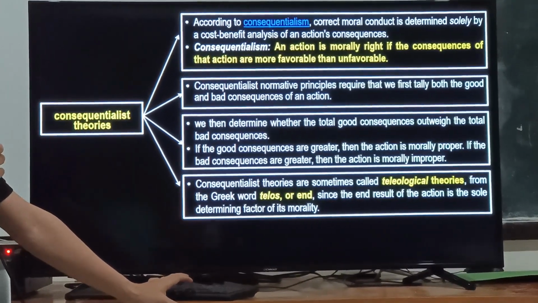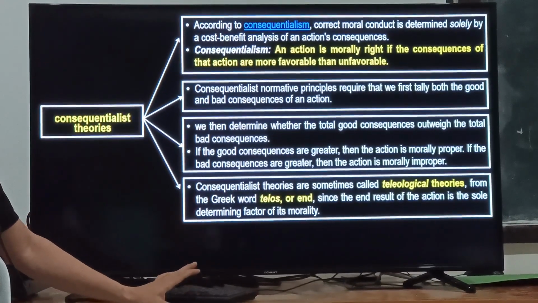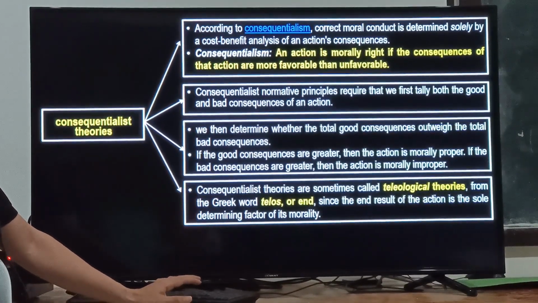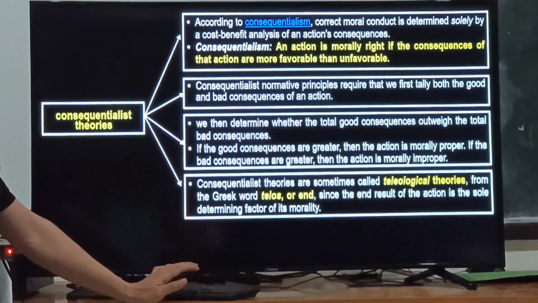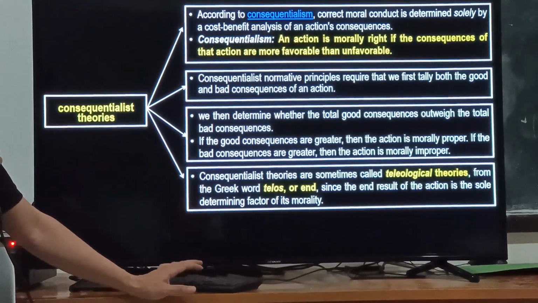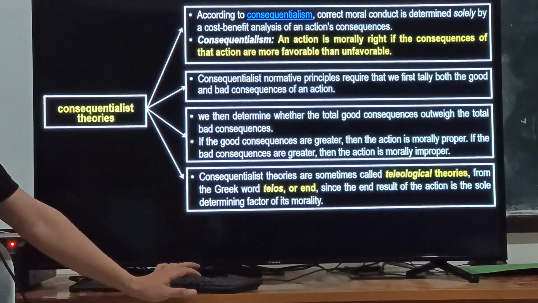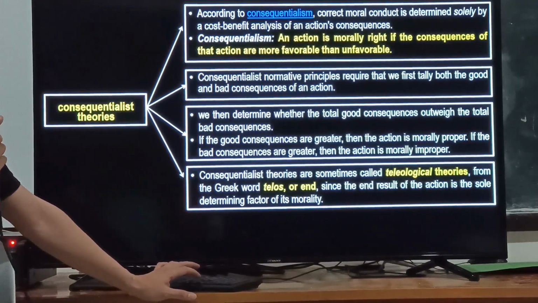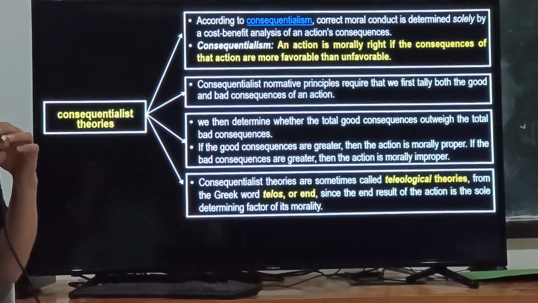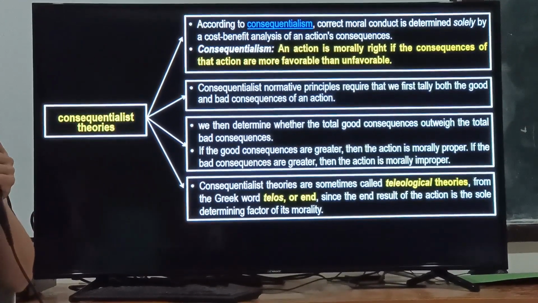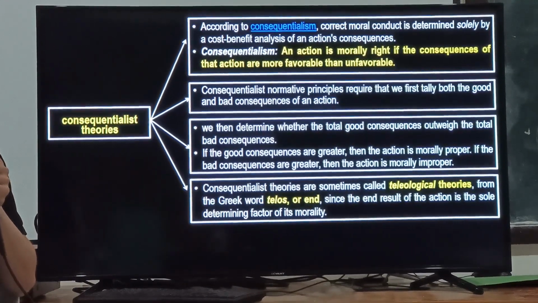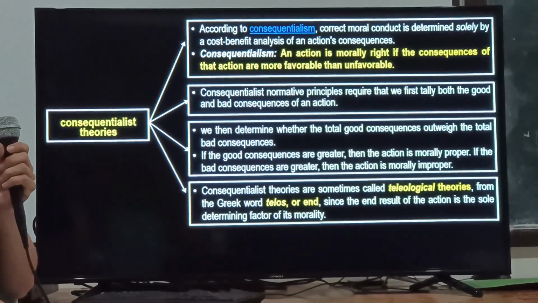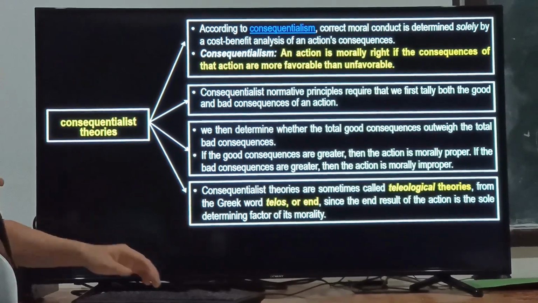Consequentialist theories are sometimes called teleological theories. A while ago, duty theories were called deontological theories, from the word deon, which means duty. At this time, consequentialist theories are sometimes called teleological theories, from the Greek word telos, or end, since the end result of the action is the sole determining factor of its morality. Consequentialist theory is looking at the result. It is looking at the consequences of the actions. That's why it's called teleological, from telos.